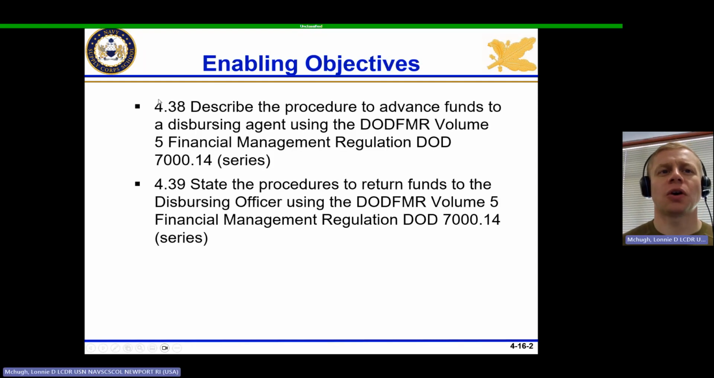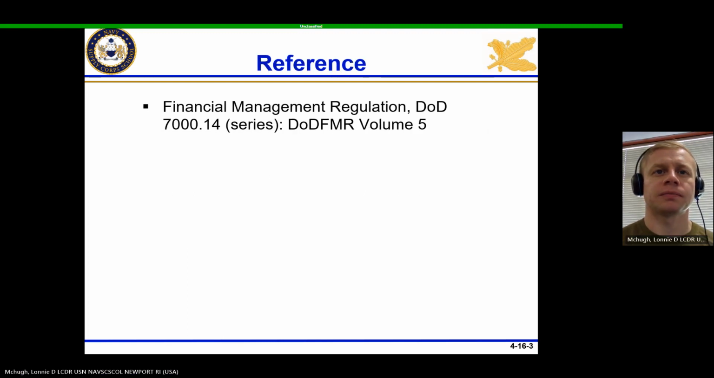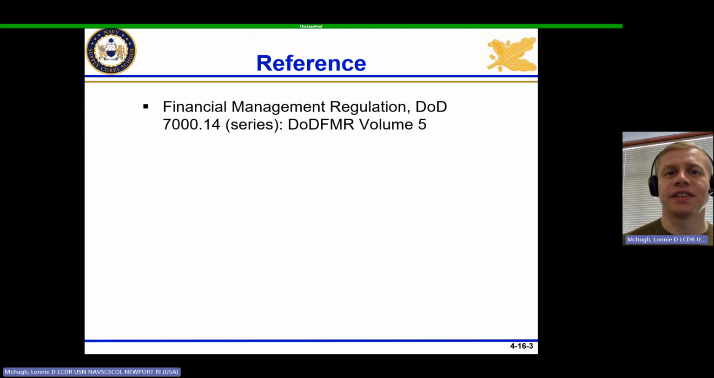Our enabling objectives are 4.38, describe the procedure to advance funds to a disbursing agent using the DoD FMR Volume 5, and state the procedures to return funds to the disbursing officer using the DoD FMR Volume 5. Our reference, of course, is the DoD FMR Volume 5.